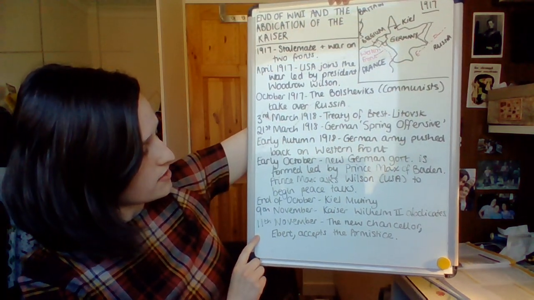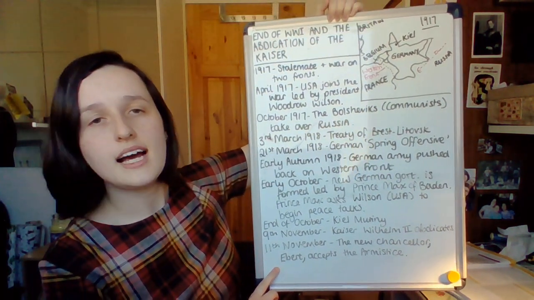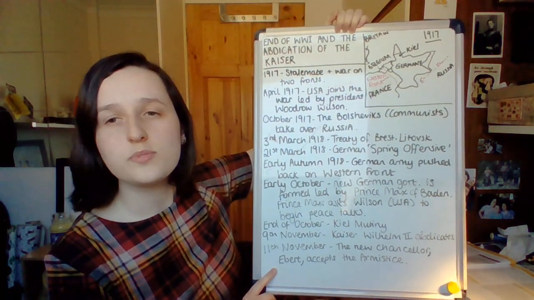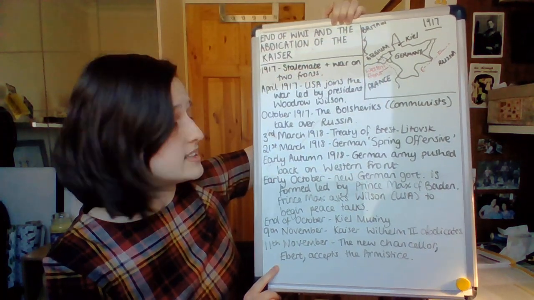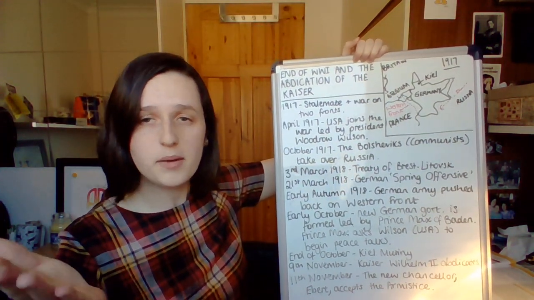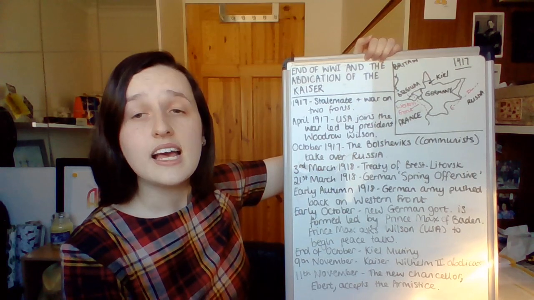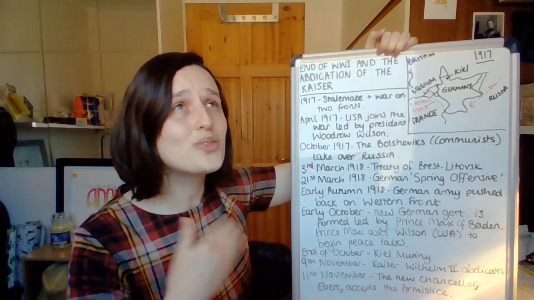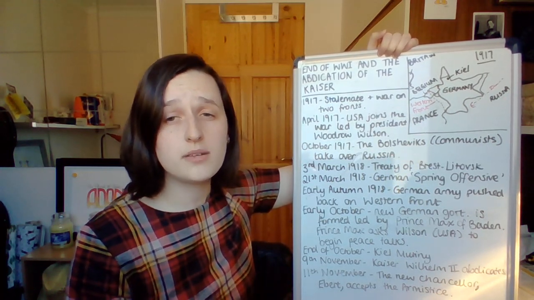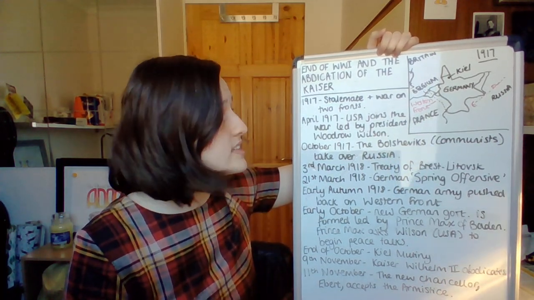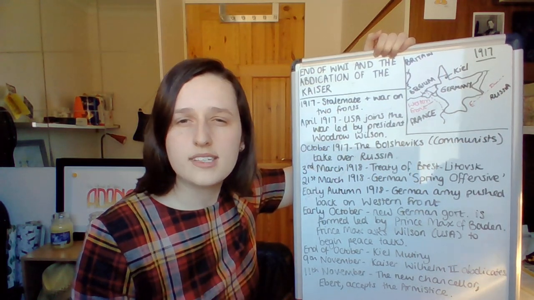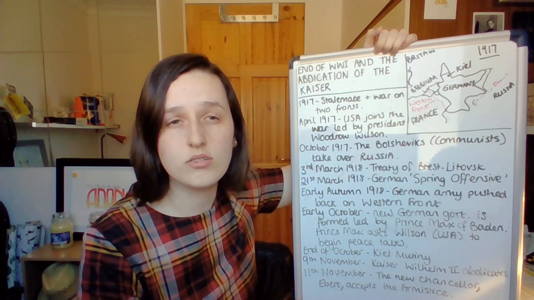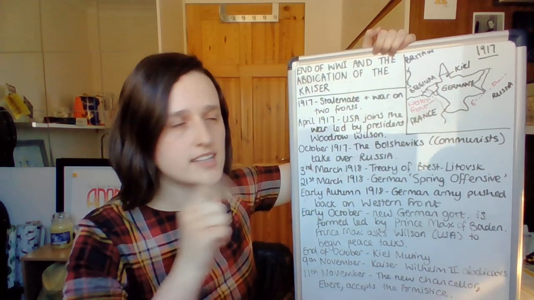Then, on the 11th of November, the new Chancellor Ebert accepts the armistice, which is proposed by Wilson at the end of those peace talks. It's worth pointing out at this stage, the 11th of November, when we have Remembrance Day, that when Ebert accepts the armistice, there is an assumption that Germany will get to have their say when discussing what the treaty, or what the peace talks, will actually look like in the end. But that's for another video.